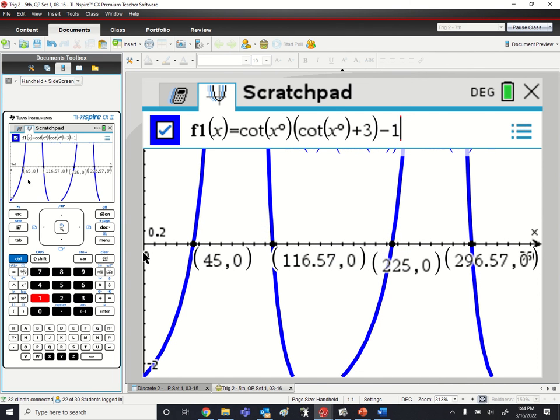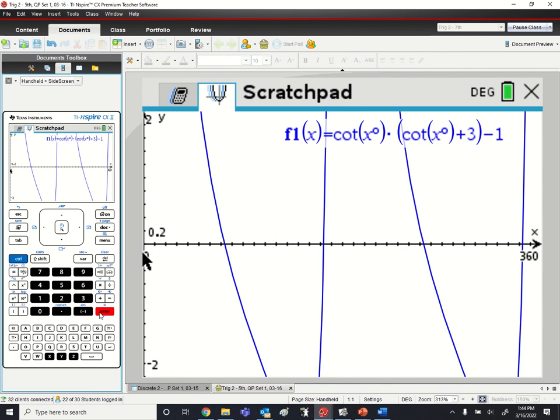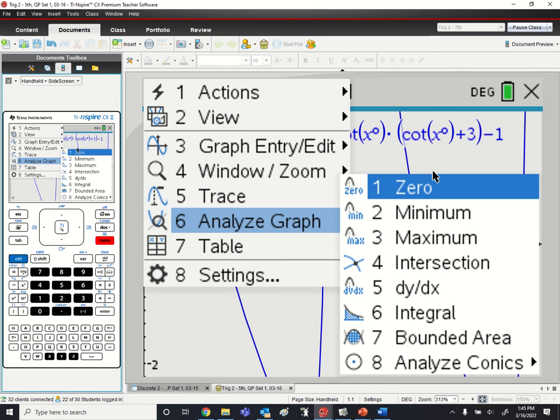All right, and let's see what we got. So how many solutions does this one have? It looks like 4, right? It's going to cross the x-axis 4 times, so I have 4 solutions. And menu, analyze, 0.